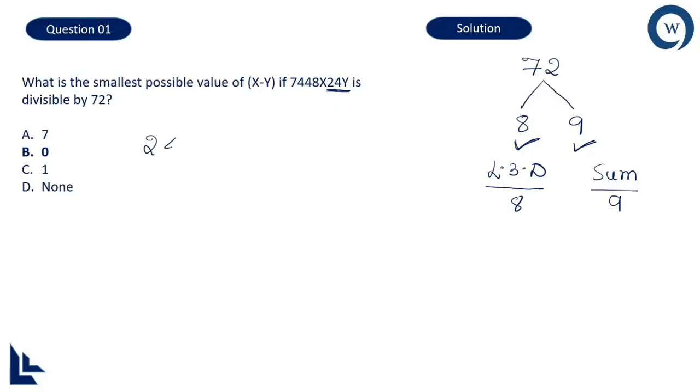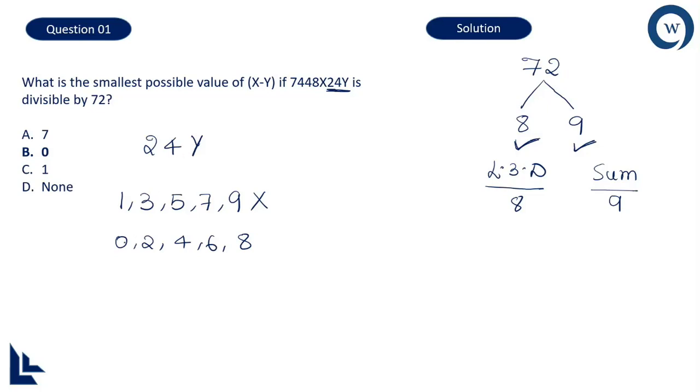Now, if 24y is divisible by 8, then the y value can never be 1, 3, 5, 7 and 9 since these are odd numbers. Odd numbers cannot be divisible by 8, right? So these are gone already and the possible values will be 0, 2, 4, 6, 8, and out of this again you can check which values are eligible and which are not eligible.